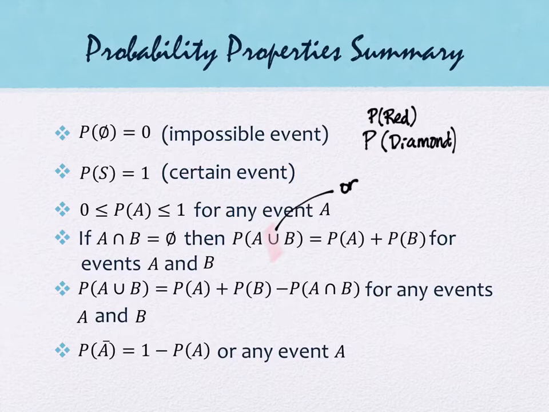And the last one talks about that complement we talked about. So the probability it's not going to rain tomorrow is 1 minus the probability that it is going to rain tomorrow. Right? It's one or the other.